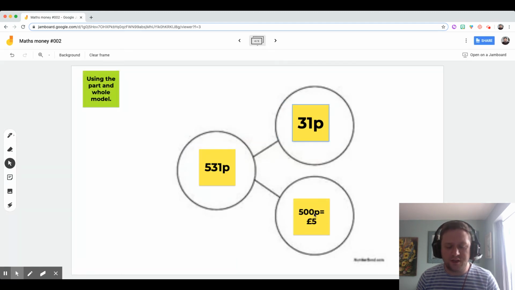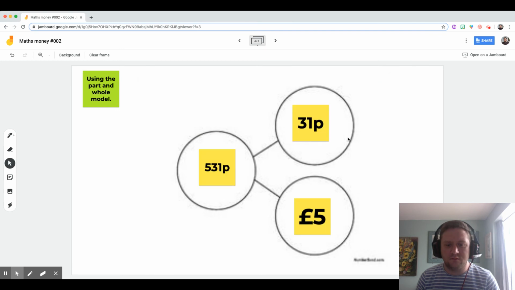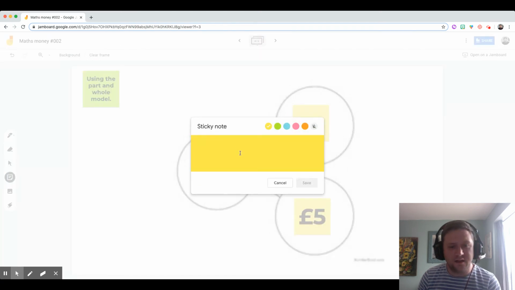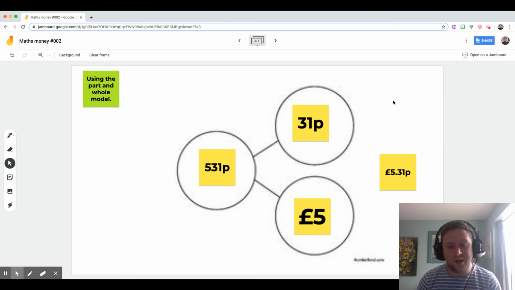So for this one, I've partitioned it into £5 and 31 pence. So I can say that the total is £5 and 31 pence. And that is how I would write it in its decimal notation there. So that's how you'd use a part and whole model to partition it into pounds and pence and using the decimal point.